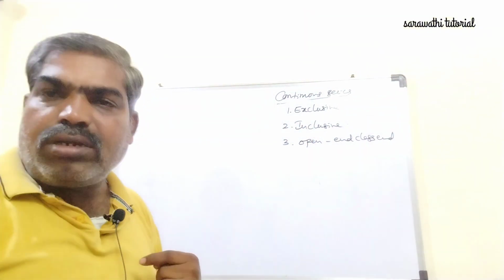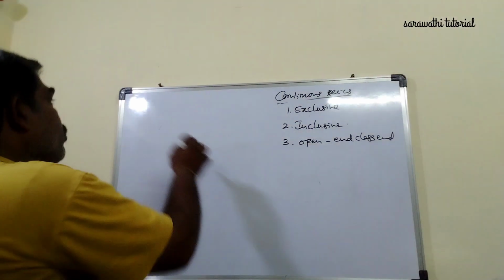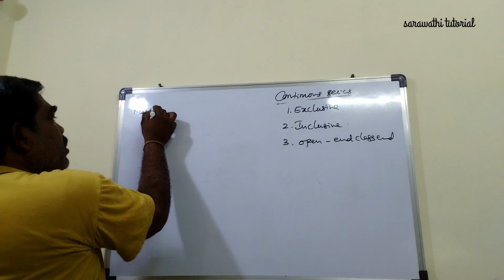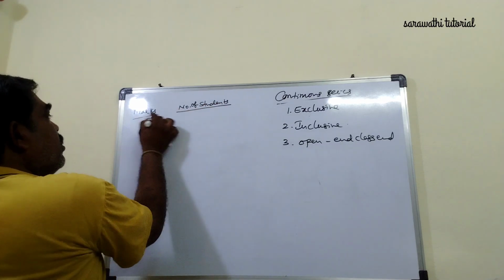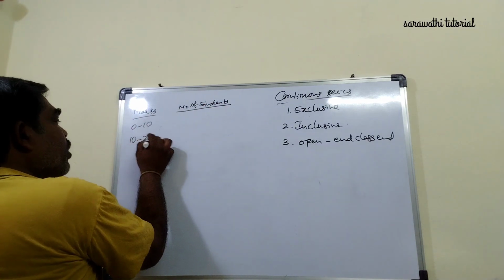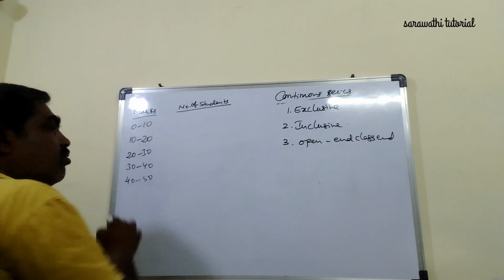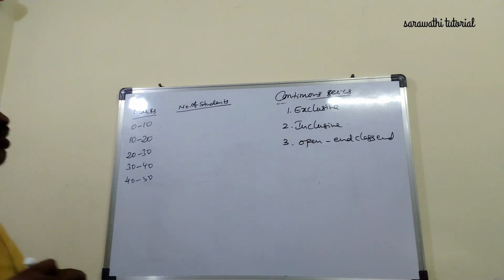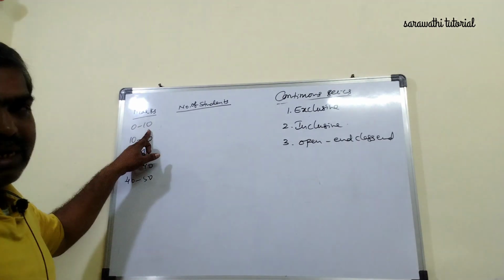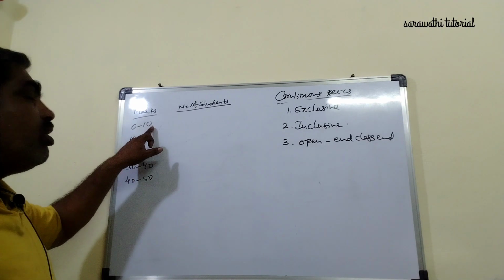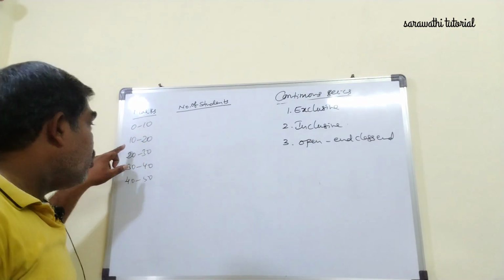Now, what is the meaning of exclusive, what is the meaning of inclusive, and what is the meaning of open end? Exclusive. See, previously we took marks and number of students: 0 to 10, 10 to 20, 20 to 30, 30 to 40, 40 to 50. Exclusive meaning is what? The upper limit of the class is excluded from that class and included in the next class.